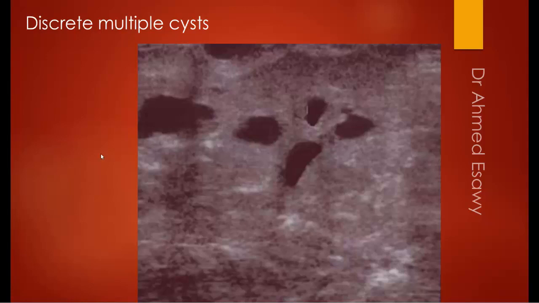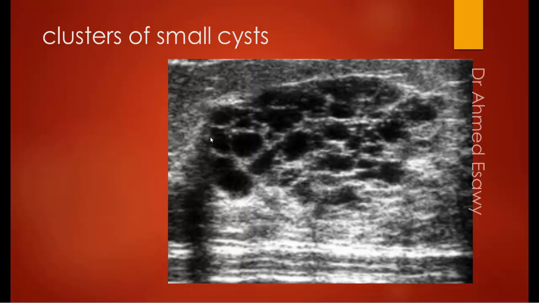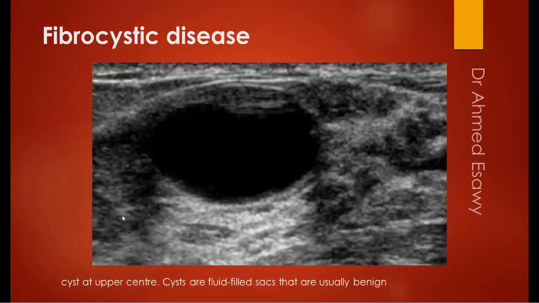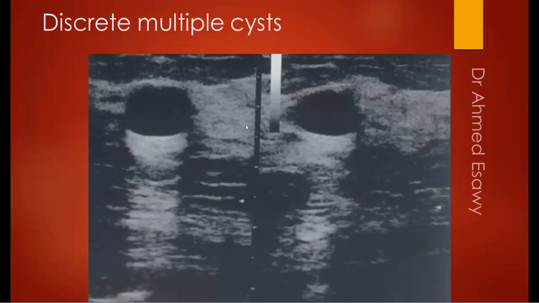This is fibrocystic change. Clusters of small cysts are one of the common presentations of fibrocystic change. Multiple cysts of different size and shape are present in groups. Fibrocystic change may be a single cyst or multiple. The single cyst is fluid-filled, usually benign, thin-walled, regular, smooth, circumscribed, completely cystic, simple, with no solid component. Multiple cysts are present in different areas.